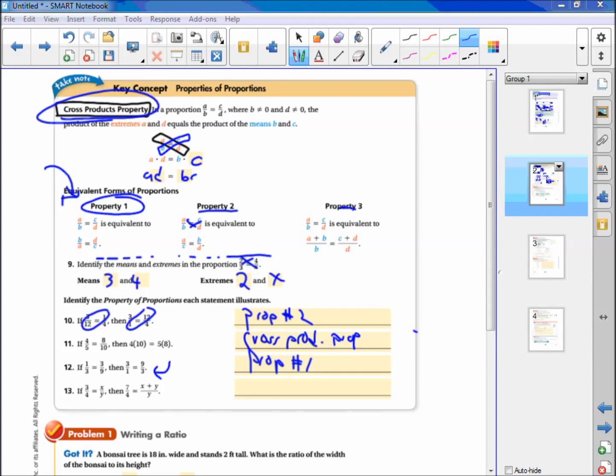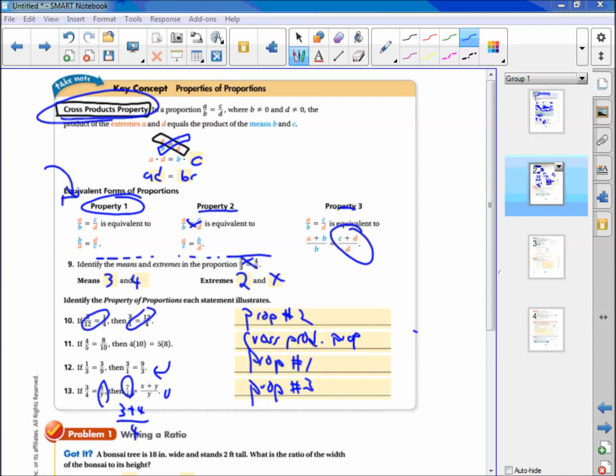All right, so then probably the last one here is going to be property 3, but let's see how it worked. So we have 3/4 equals x over y, so the ratio of 3 over 4 to x over y. And then we change that to 7 over 4 to x plus y over y. So here on this side, they took the top number and the bottom number, added them together, and still put it over the bottom. That's just what they did in property 3. And this one, they simplified it a little bit, but what they really did was the top became the top plus the bottom, still over the bottom. And then they added the 3 and 4 to get 7. So this is property number 3.